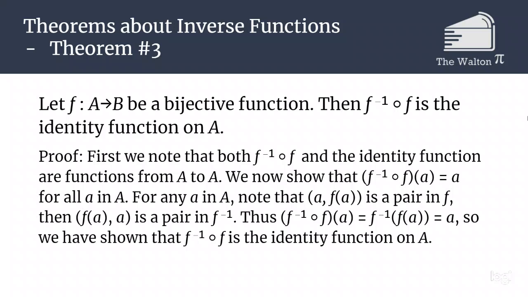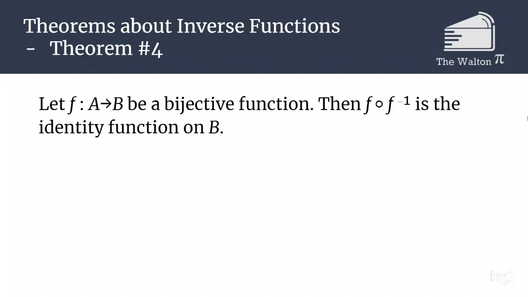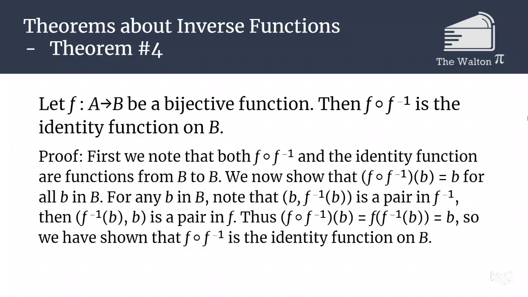The fourth theorem is almost the exact same, except it is f of f inverse is going to be the identity function on B. Pretty much all of the argument stays the same, except we are switching the roles of f and f inverse. But we are able to successfully show that f of f inverse will be the identity function on the codomain of f, B.